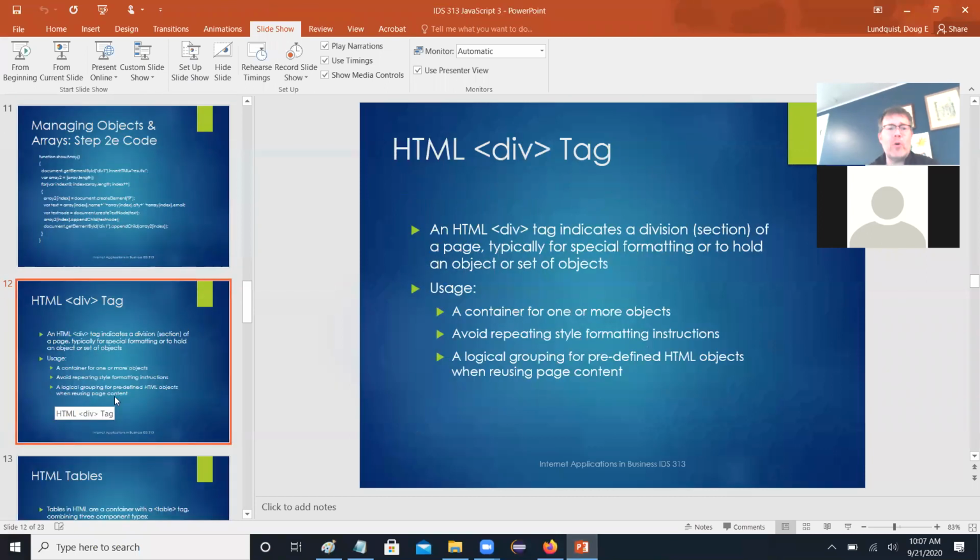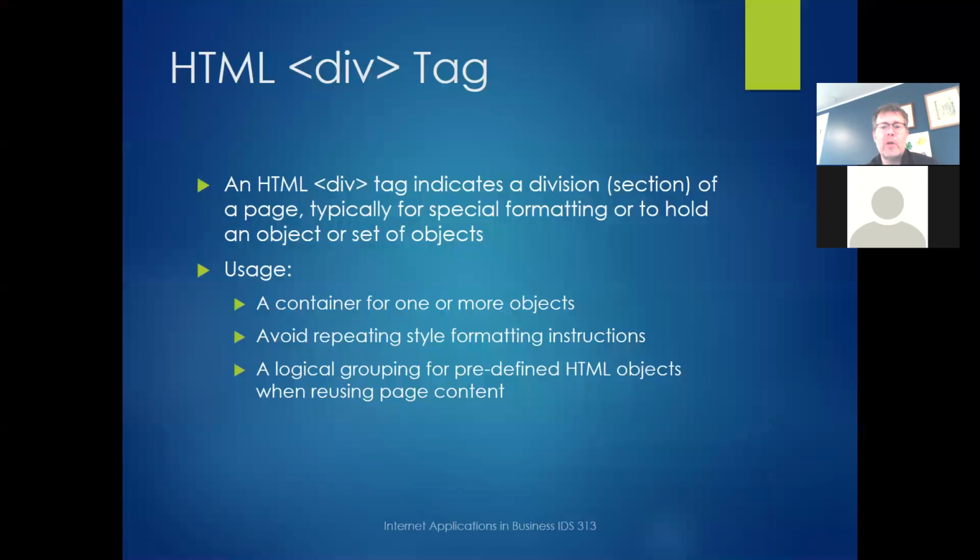Okay, so a little bit more about div tags. An HTML div tag is a division. It's a section of a page. Typically the reason you would want to use one is if you have some special formatting you want to put in place, or if you want to hold an object or a set of objects. A div, like a paragraph, is a container, but where a paragraph is typically a container for text, a div tag is a container for a set of one or more HTML tags. What makes it really handy in real life is it's a way to logically group them together.